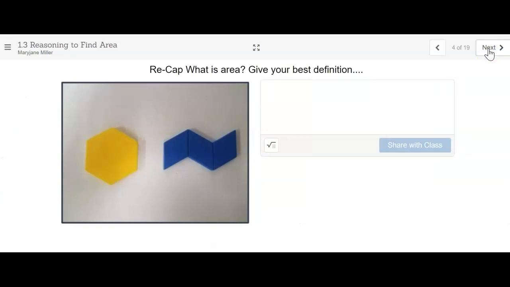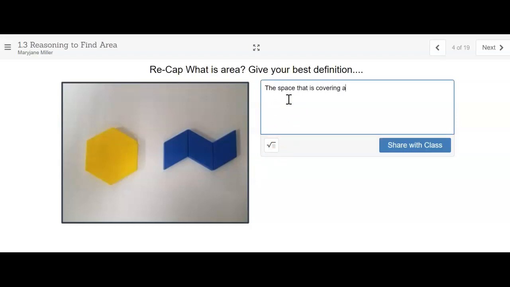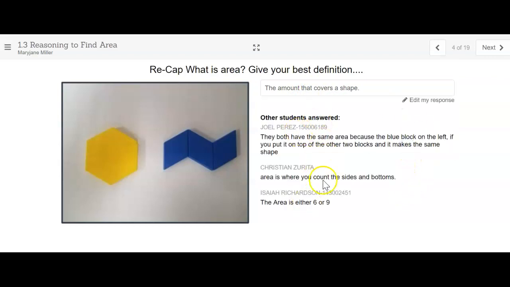On this next one, we're going to recap our discussion. So what is the best definition for the word area? It's the space that is covering a shape. Or we could say the amount that covers a shape. We can share that with the class as well, and you'll see some other student responses.